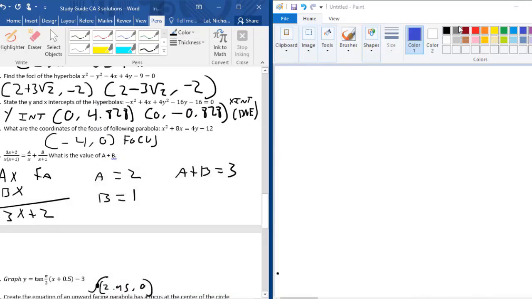All right, so we are doing problem number 16, and we need to find the foci of the hyperbola negative x squared plus 4x plus 4y minus 16y minus 16 equals 0. Oh, right, that's 17. So we're doing 16.